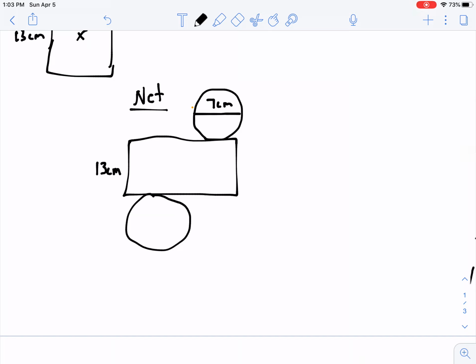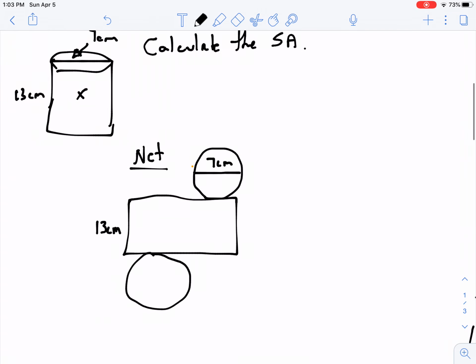So looking at this and having this basic idea of what the net of this soup can looks like, I want to find the surface area, and to do that, I need to know a couple of key things. Number one, I need to know how to find the area of a circle, which you guys did. We did that on Pi Day. We figured out that the area of a circle is pi r squared.